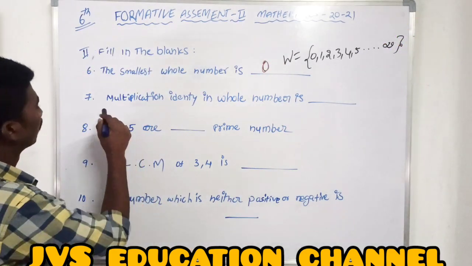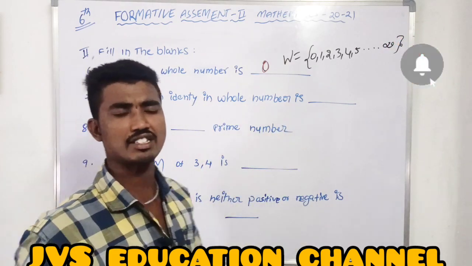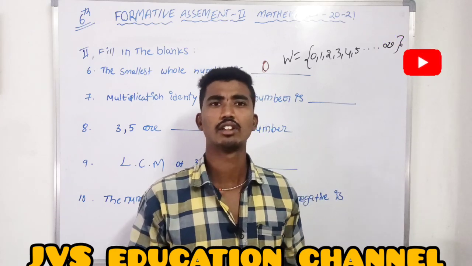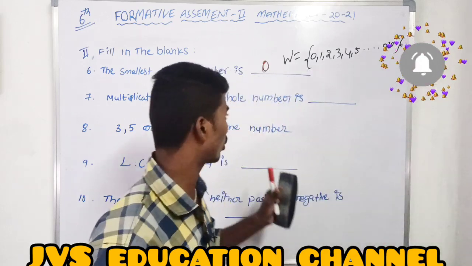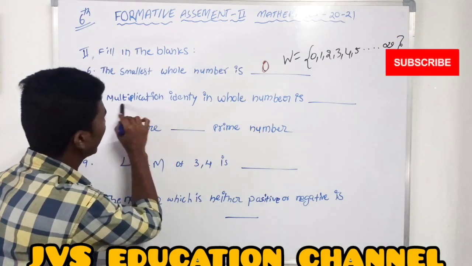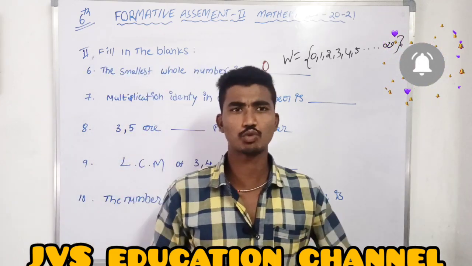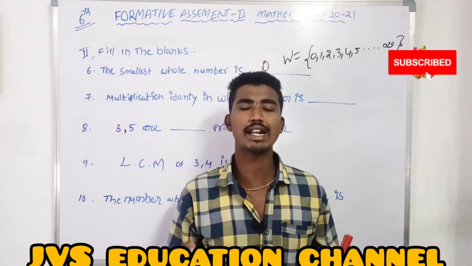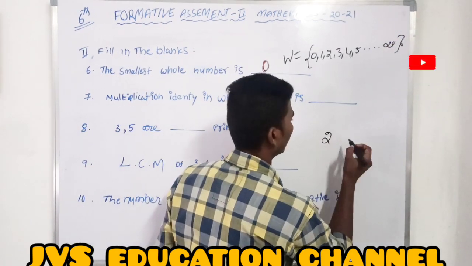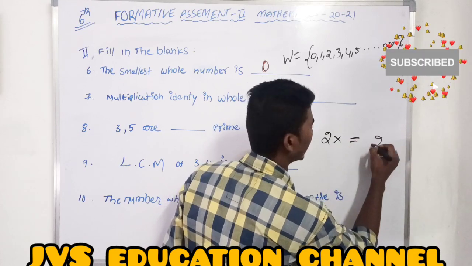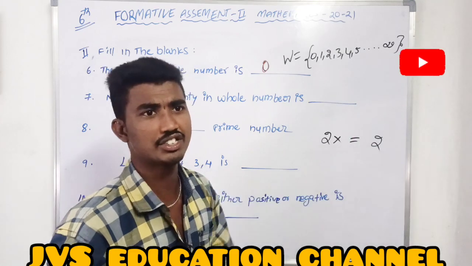And next, what is the question? The next question is the multiplicative identity in whole numbers. What is an identity? Identity means which gives the same number. Here we have to take multiplication identity. Take any number, for example 2, and we have to get the identity, the same number. What number do we have to multiply by to get the same number? Listen, 1.